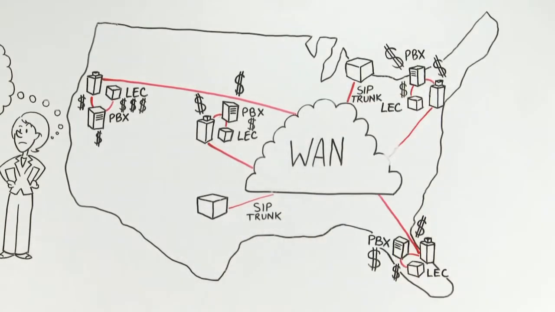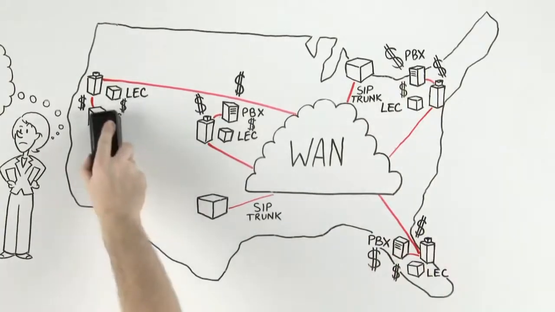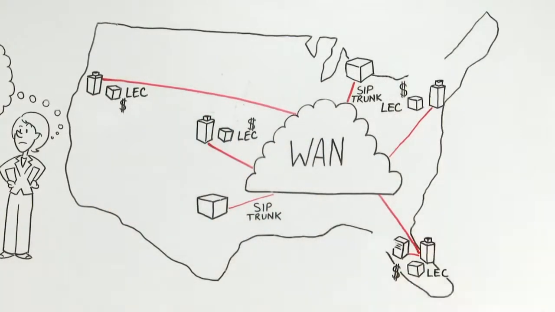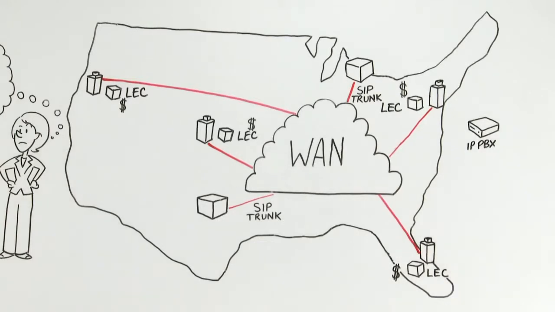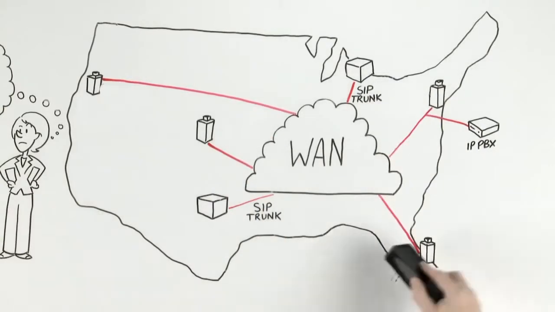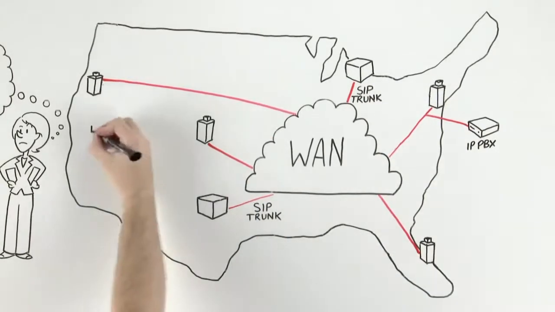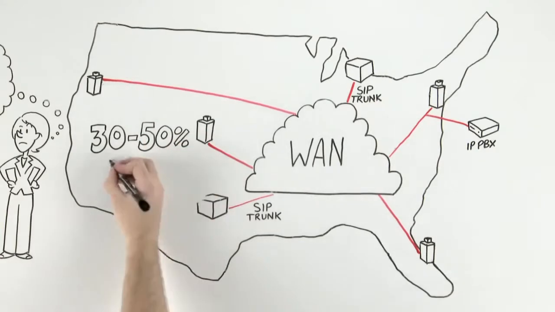With SIP trunking, you can eliminate many of these costs because voice becomes just another application on your data network. Now you can get rid of all these connections to the local phone company, the PBX at each location, and instead use an IP PBX and share its capabilities with your offices over your own data network. Since you're passing your voice traffic over your own network, when calls are placed between any of your offices, you no longer incur any additional charges. These changes alone can bring you substantial savings, anywhere from 30 to 50%.